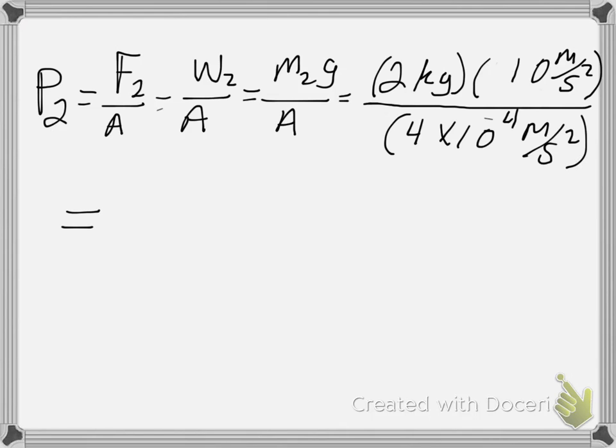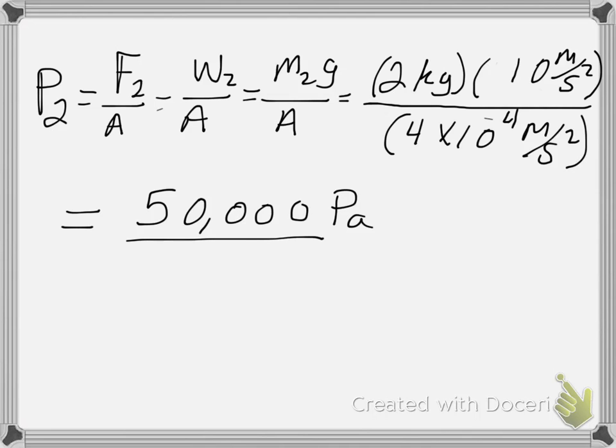So now we have 20 divided by 4 times 10 to the negative 4, which is only 50,000 Pascals. Now, word of warning, word of caution: these are extremely high pressures.